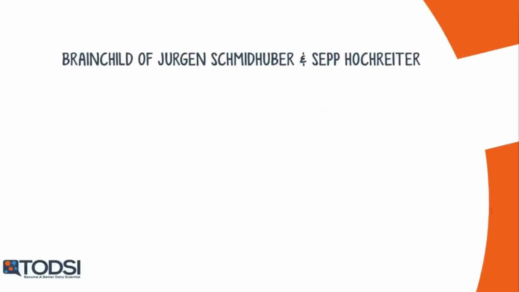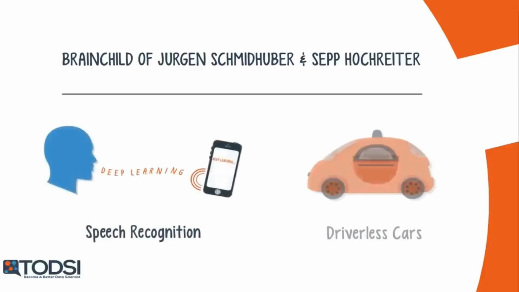Recurrent neural networks, or RNNs, have a long history, but their recent popularity is mostly due to the works of Jürgen Schmidhuber, Sepp Hochreiter, and Alex Graves. Their applications are extremely versatile, ranging from speech recognition to driverless cars.